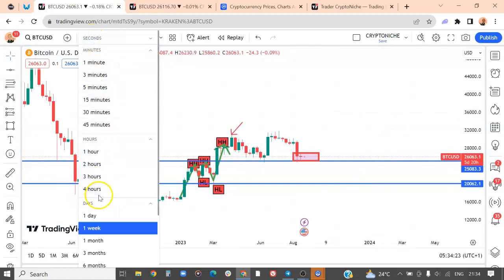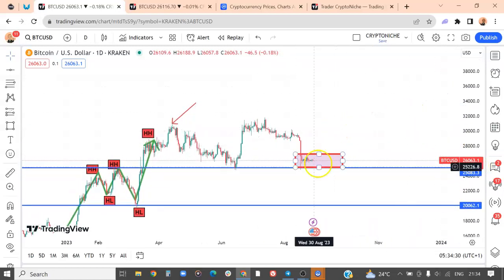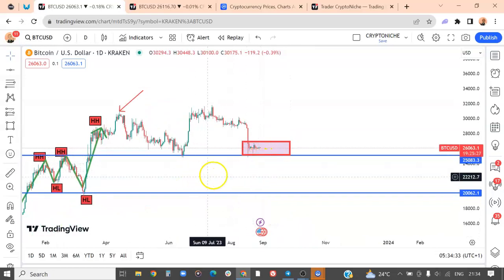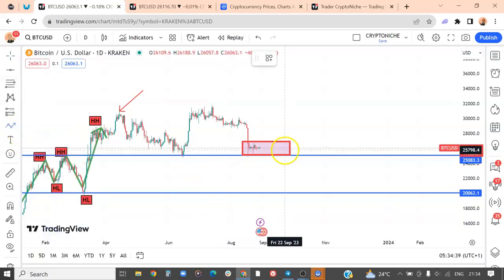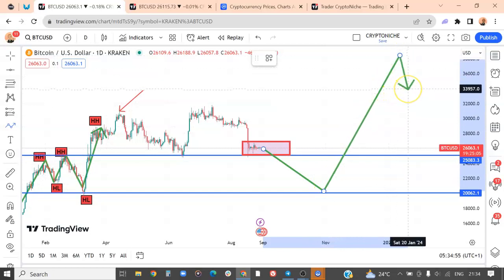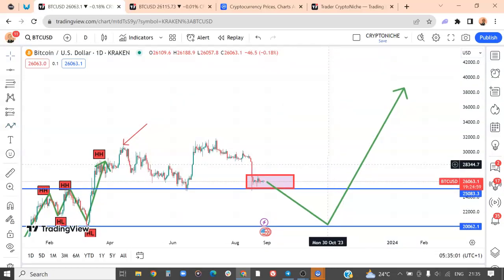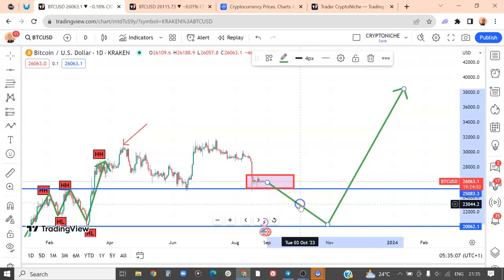Let me switch back to the 1 day so it makes much more sense to you. This is the worst case scenario of what you can see on Bitcoin. Let me use this. Probably you can have a movement like this, down to this level, then a powerful leg up, like a crazy leg up from here. That's the worst case scenario. And the second case is a movement like this.